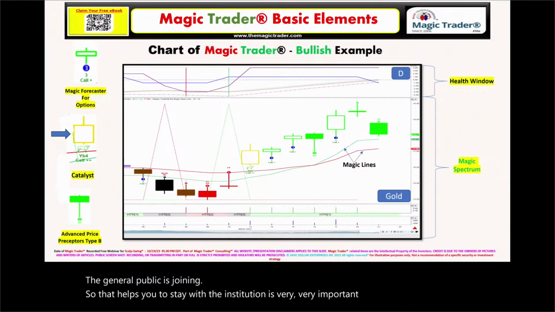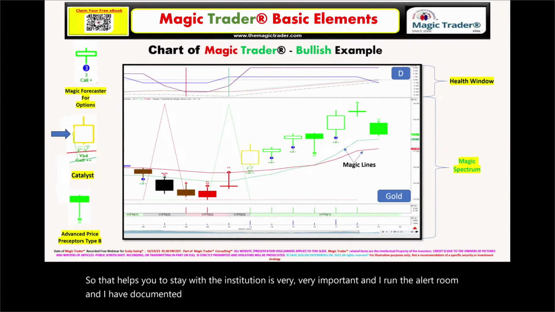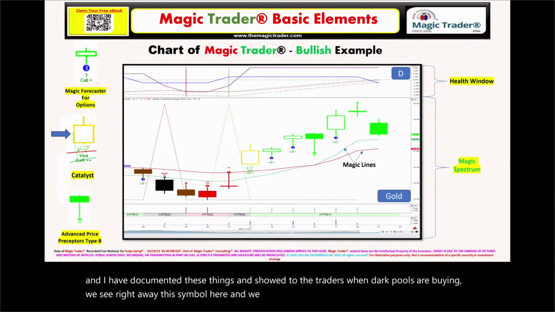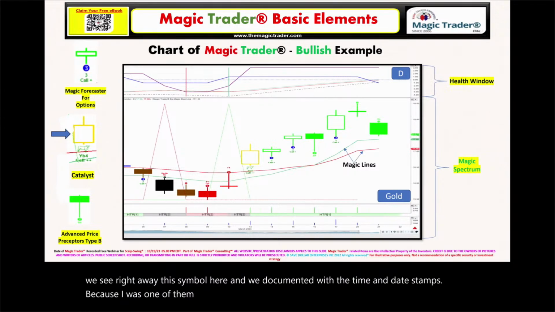And I run the alert room, and I have documented these things and showed them to the traders. When dark pools are buying, we see the symbol right away, and we documented it with time and date stamps because I was one of them trading at that time. And we know what to do, right? So we're moving 10 million minimum a day. That's the requirement, right?